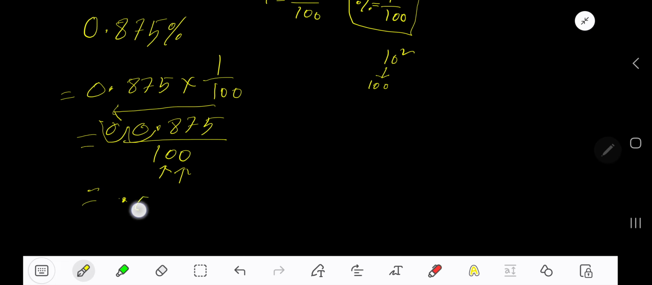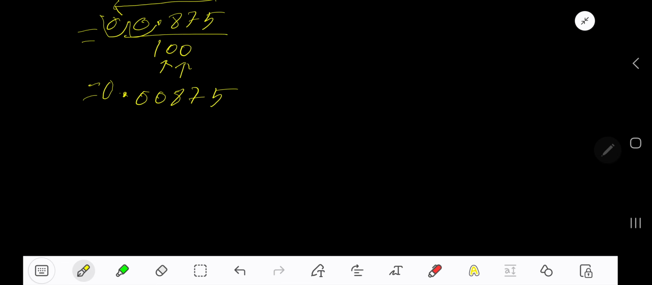So the decimal is 0.00875. You can add more 0s to show that this number is less than 1. So this is the decimal form. And now convert this decimal number to a fraction. So how to do that?